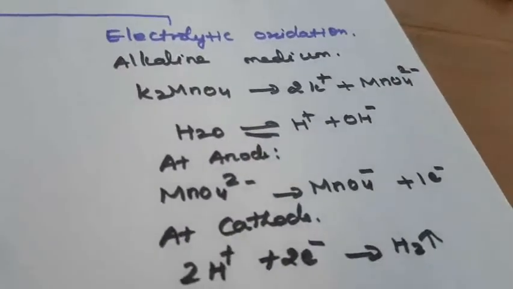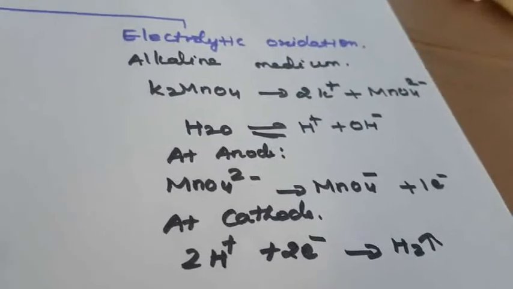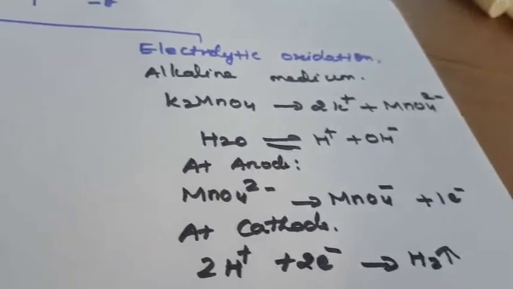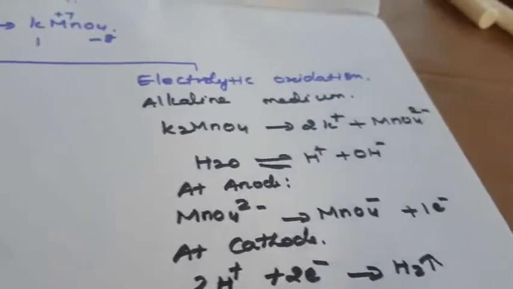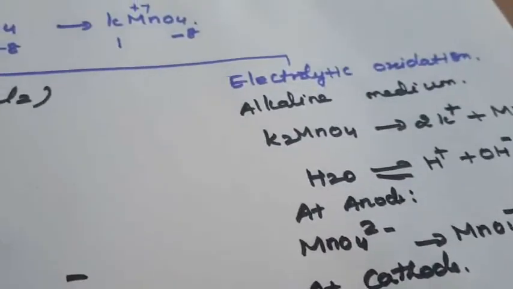The alkaline medium reacts with potassium hydroxide or water. At the anode it is converted into potassium permanganate, and the other one is the cathode, where reduction occurs. Okay, so this is the preparation. Next we are going to see the structure of the permanganate ion.